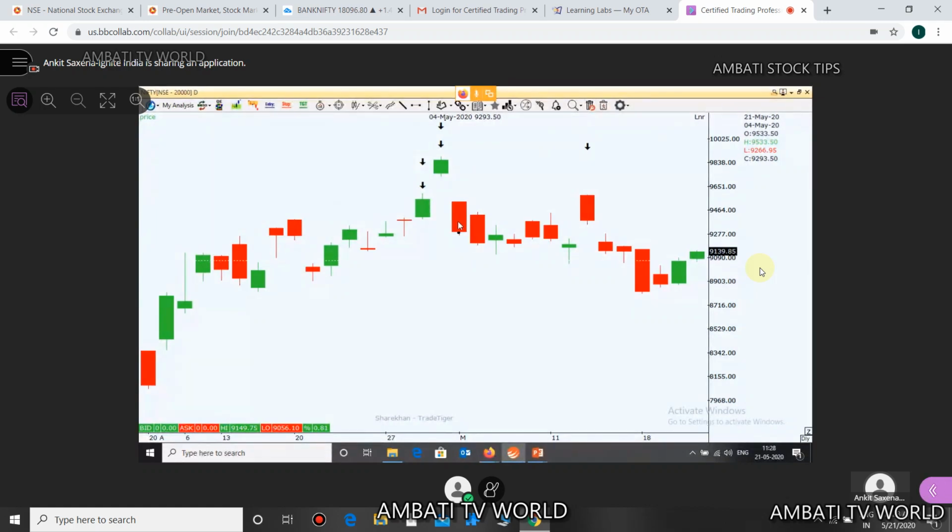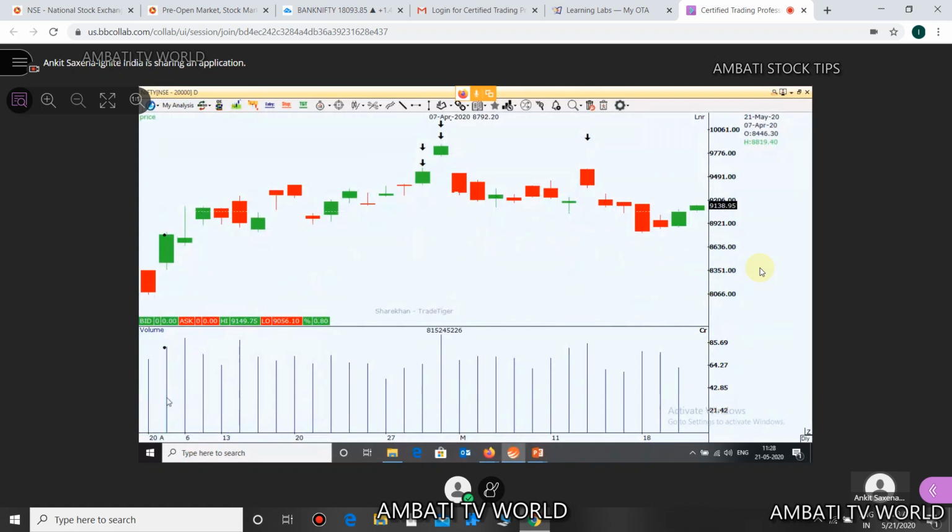Candles also give us actual volumes? No, candles don't give you volumes. You have to check the volume separately, Rekha ji, like this. This is the volume here. Can you see the bars, the lines on the bottom? These are the volumes.